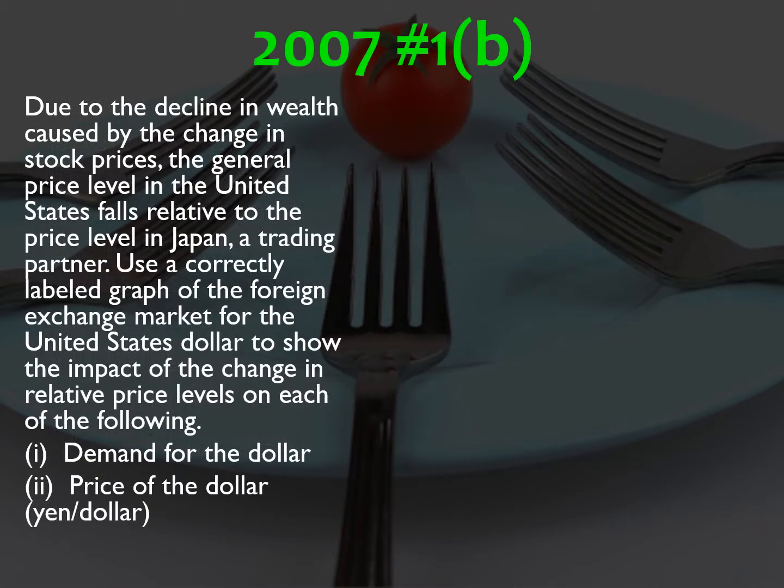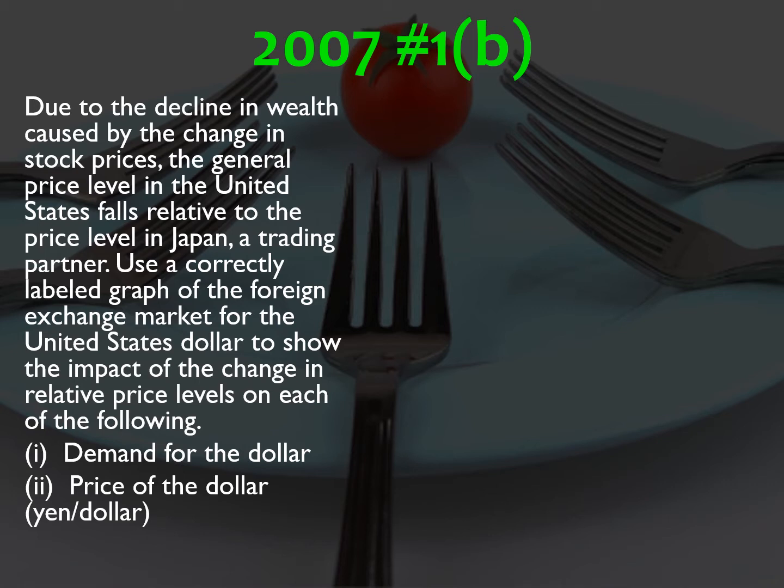All right, part B. Due to the decline in wealth caused by the change in stock prices, the general price level in the U.S. falls relative to the price level in Japan, a trading partner. Use a correctly labeled graph of the foreign exchange market for the US dollar to show the impact of the change in relative price levels on each of the following. So we had demand for the dollar and the price of the dollar in terms of yen per dollar.